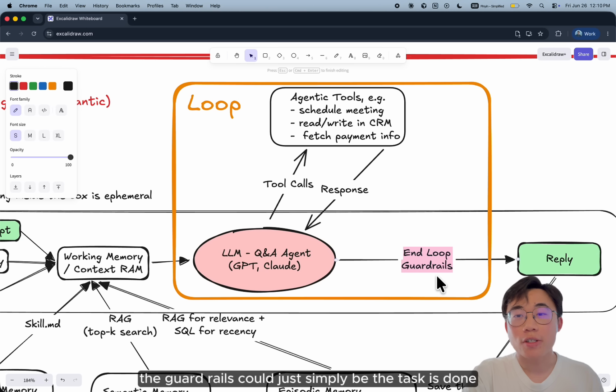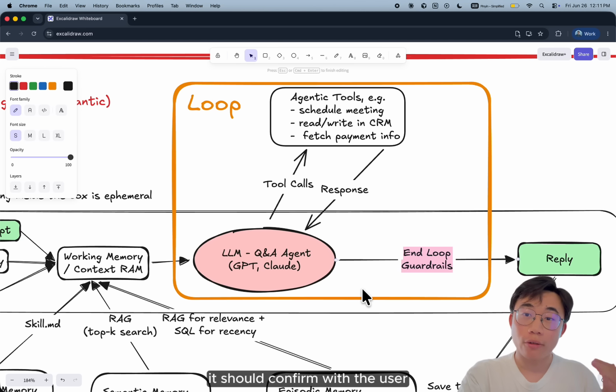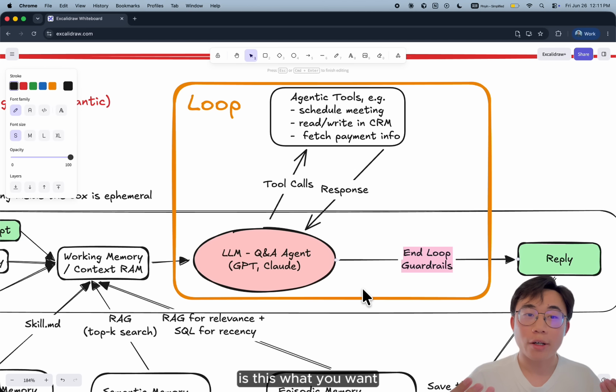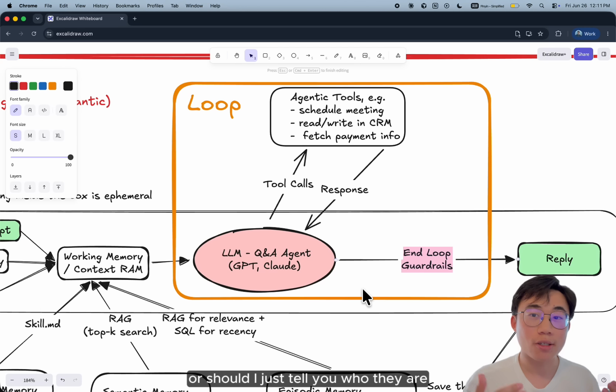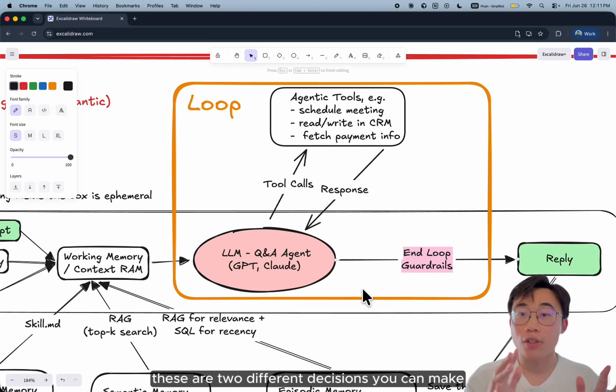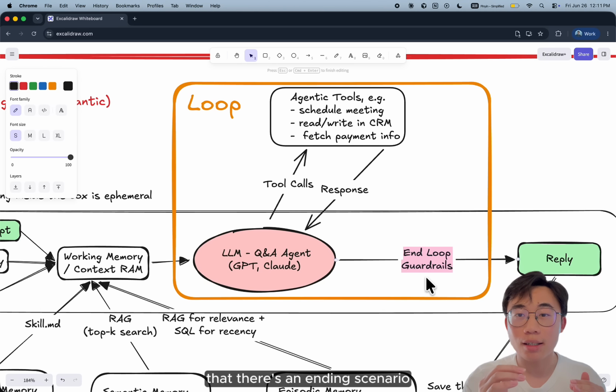The guardrail could simply be that the task is done. And perhaps when the agent was doing the planning, it should confirm with the user what is a good ending point. It might clarify with you, is this what you want? Reimbursing the other 8 people, or should I just tell you who they are and then you will follow up later? These are 2 different decisions you can make. And after you make it, you're basically telling the agent loop that there's an ending scenario.